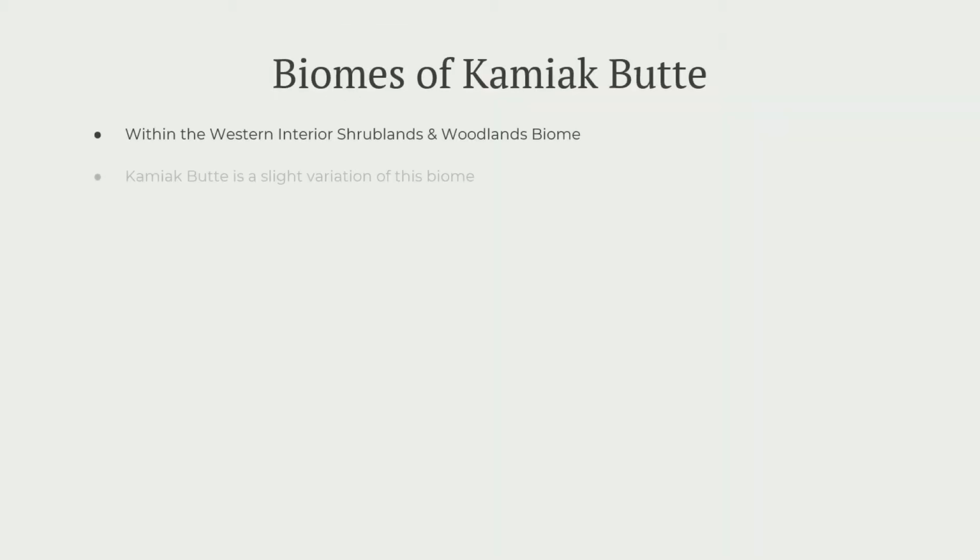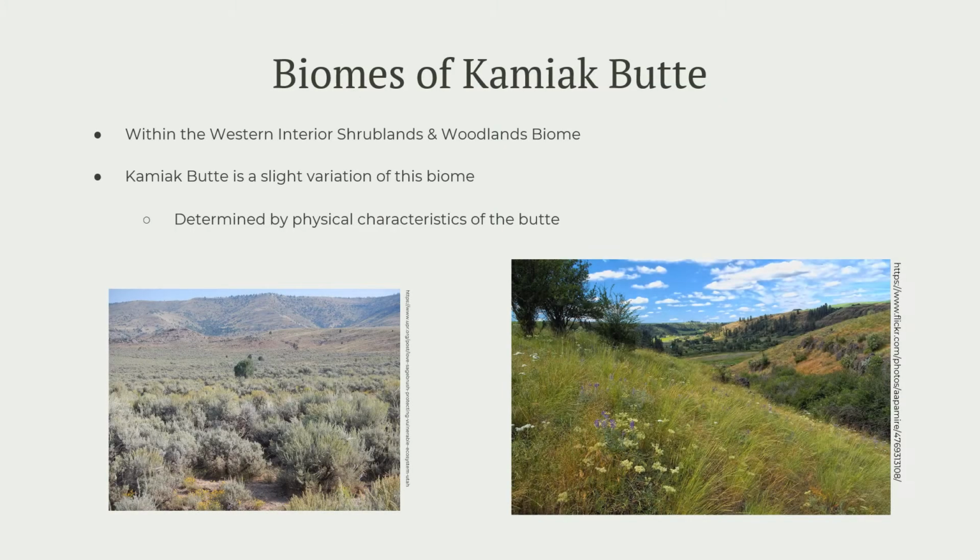Like climate, the biome of Kamiak Butte is influenced by its physical characteristics. Kamiak Butte lies within the western interior shrublands and woodlands biome, which is characterized by a temperate climate, shrubland or woodland physiognomy, and sandy or gravelly substrate. To the left is a picture of the characteristic western interior shrublands and woodlands biome physiognomy in Utah. To the right is the physiognomy of the natural vegetation of the Palouse.